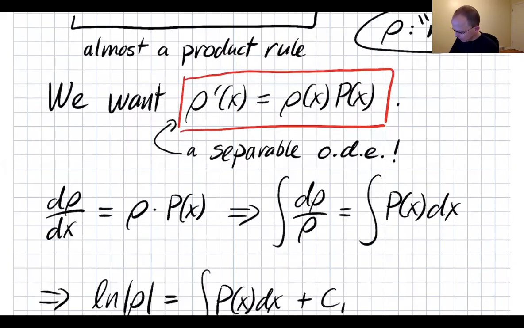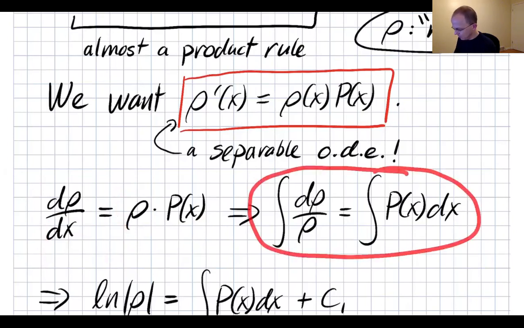So let's rewrite this as follows. Instead of writing rho prime of x, we'll write d rho dx, and that's going to be equal to rho times p of x. So this is separable, right? We take this rho and we move it down there, and we take this dx and we move it up there, and then we integrate both sides. So that's what we get right here.